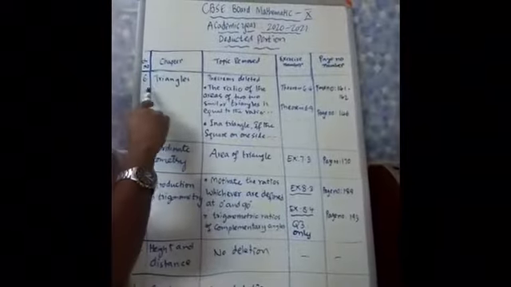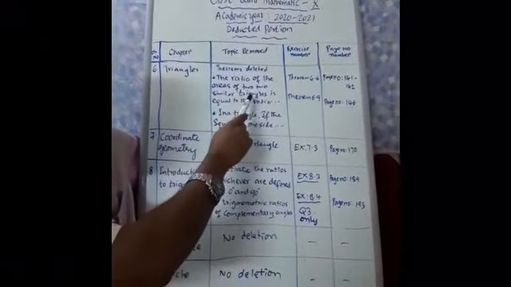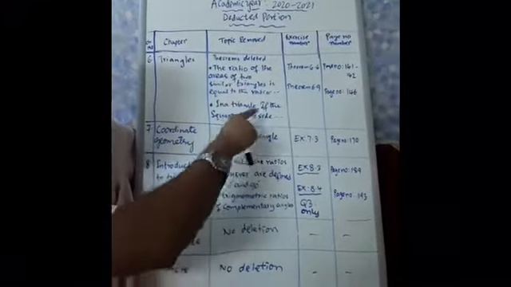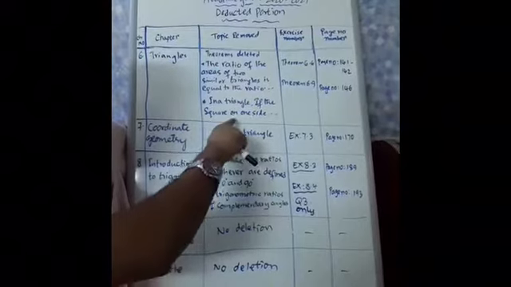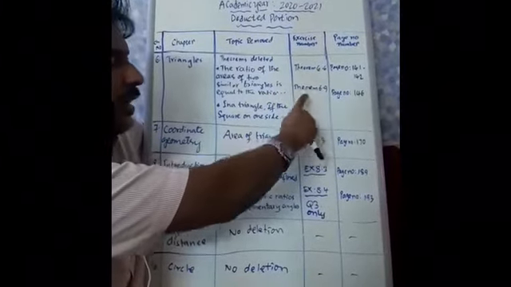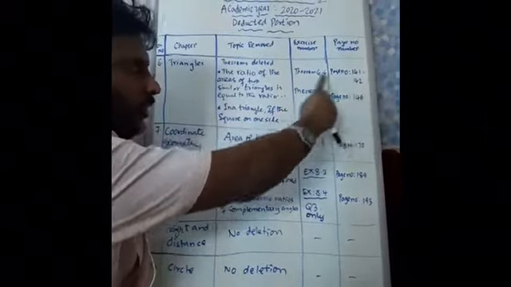Chapter number 6, Triangles. There are two theorems deleted. The ratio of the areas of two similar triangles is equal to that, and in a triangle, if the square on one side. These are theorem 6.6 and theorem 6.9, which are deleted. Page numbers 141 to 142 and page number 146.